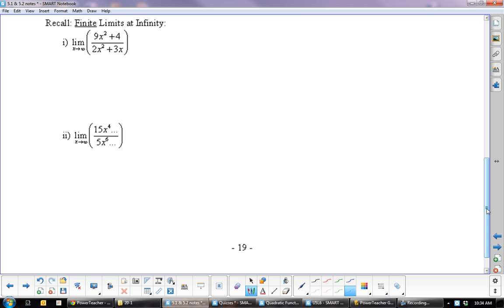Okay, so now this one here, do you see that they are both the same? So if you put infinity or negative infinity in there, what would be the horizontal asymptote? 9 over 2. So we'll just write the shortcut that I think we just used. If top degree equals bottom degree, use the highest coefficients.